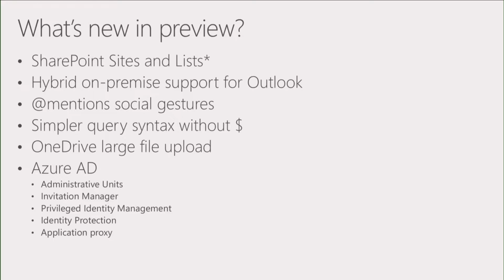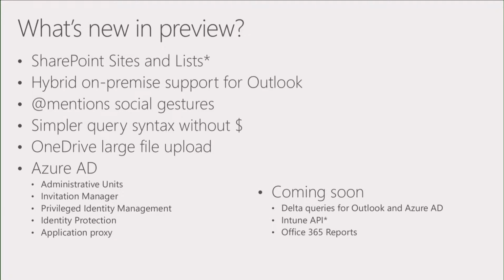And then it's not just what we're announcing this week. The graph is a whole rolling program of continuously adding new features. So in terms of a roadmap for what's coming soon over the coming months, we're going to be adding Delta queries for Outlook and Azure Active Directory. So you can go in with a single call and say, hey, what's changed since last time I called? And that's a great pair with webhooks. So I get a webhook saying, hey, something has changed. And then I can just say, tell me what changed since the last time I got a webhook. And that's a really great way to add reliability to your event-driven programming.